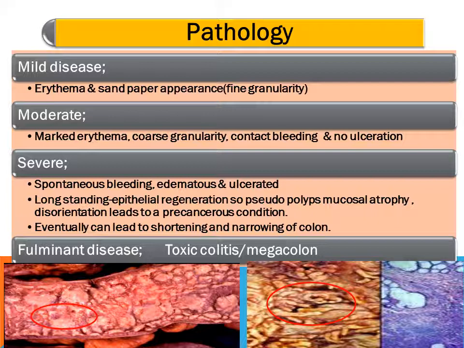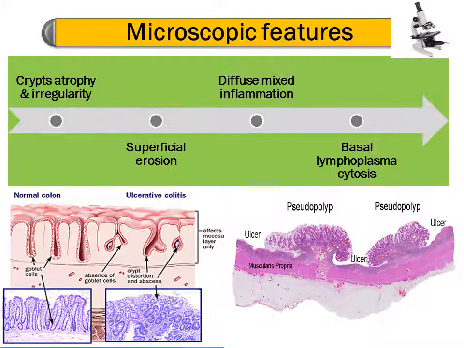But in severe disease, spontaneous bleeding, edematous and ulcerated lesions are there. Long-standing epithelial regeneration produces pseudopolyps and mucosal atrophy, and this dysplasia leads to a precancerous condition. Eventually it can lead to shortening and narrowing of the colon as well.